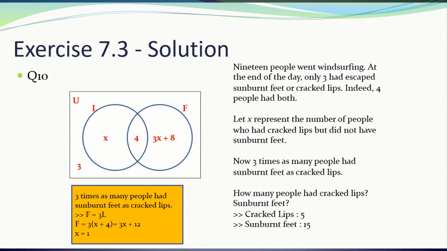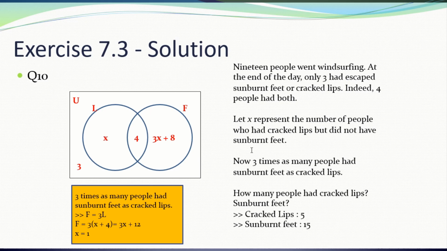Should be okay. If not, just ask me. Okay, this is a bit different. Same concept again. 19 people went windsurfing. At the end of the day, only 3 had escaped a sunburn or cracked lips. That means outside is 3. 4 had both. So they gave you the middle already. So that's why I'm saying this is a little bit different. So they gave you this is 4. Let x represent the number of people who had cracked lips but did not have sunburned feet. That means they only had cracked lips. This is x. They only had cracked lips, no sunburn, this is x.